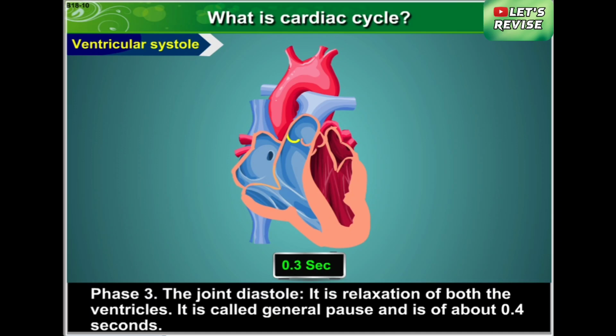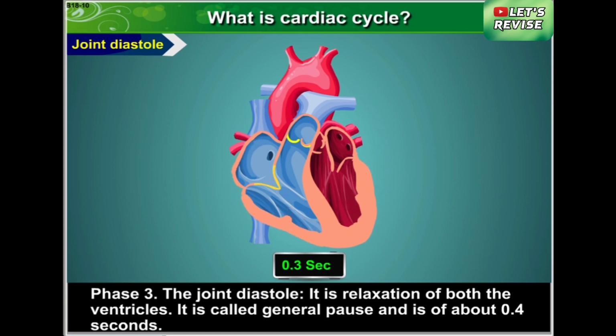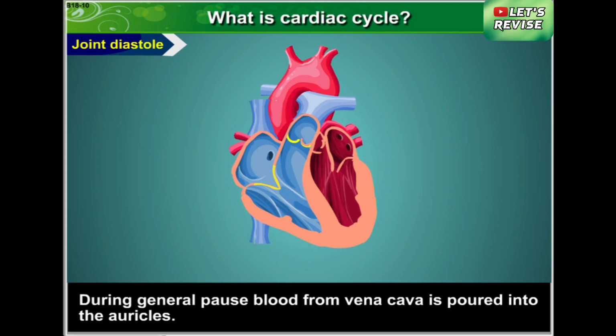Phase 3. The joint diastole. It is relaxation of both the ventricles. It is called general pause and is of about 0.4 seconds. During the general pause, blood from the vena cava is poured into the auricles.